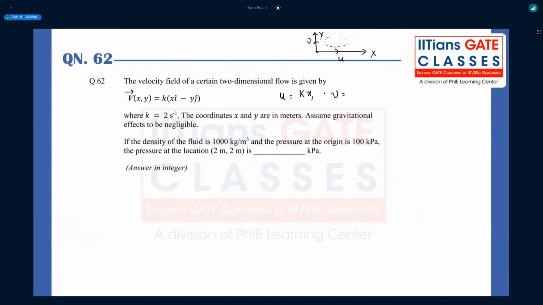And what is the y component? The y component is minus ky, where k is given as 2 per second. The coordinates x and y are in meters. The gravitational effects are to be negligible. The density of the fluid is 1000 kilogram per meter cube. The pressure at the origin, 0 comma 0, they have given as 100 kilopascal. They are asking what is the pressure at location 2 comma 2 in kilopascal.